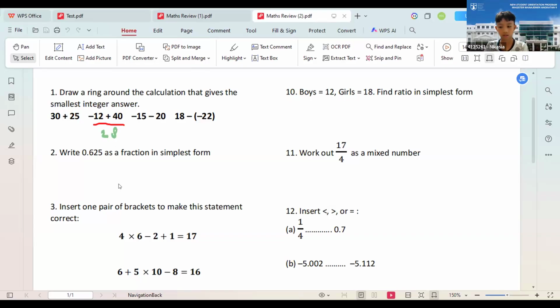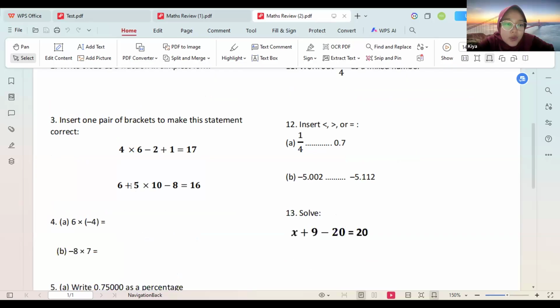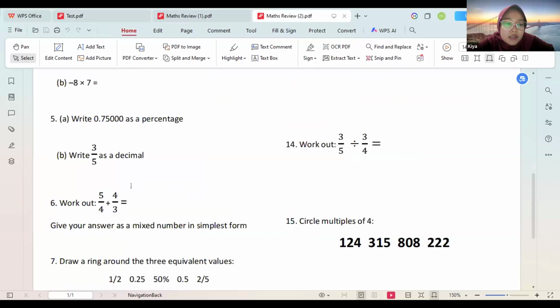If positive and positive, you will find positive, and if positive and negative, it depends on the biggest number. If the big number is negative, the result is negative, and if the big number is positive, the result is positive. Okay.